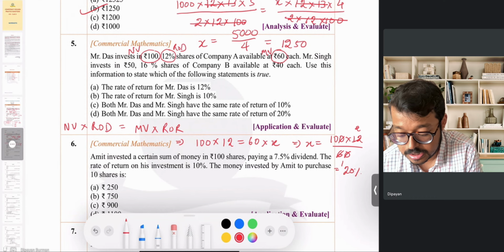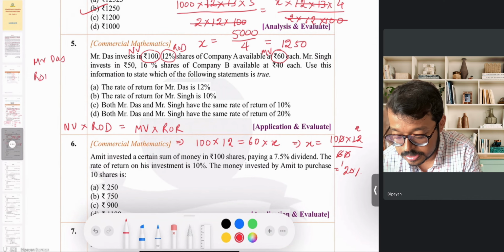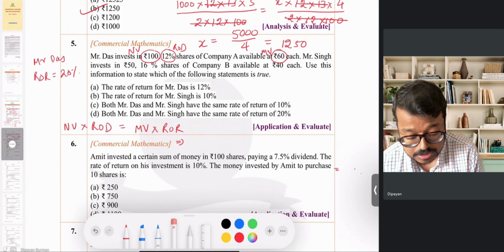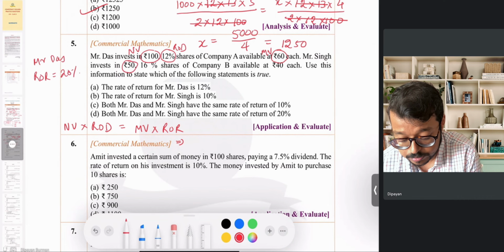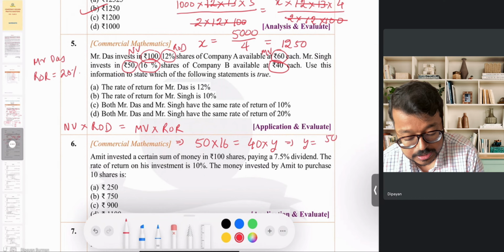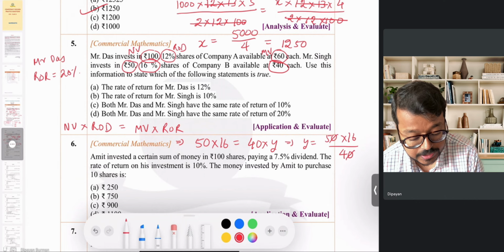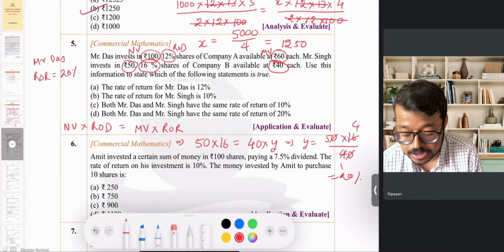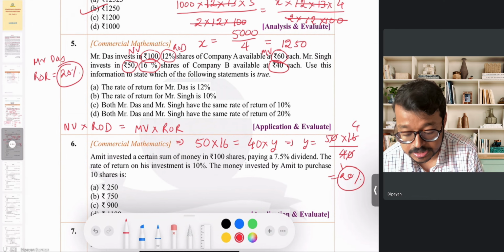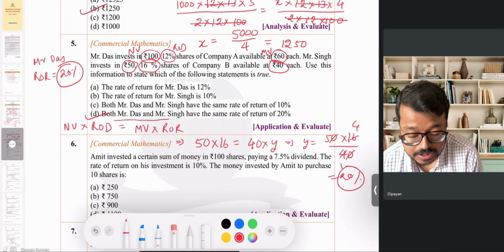So for Mr. Das, rate of return is 20%. In the same way, if I calculate the rate of return for the other person, which is Mr. Singh, then I can say that his nominal value is 50 rupees, rate of dividend 16%, market value 40. So 50 into 16 will be equal to market value 40 into, let's say, rate of return is Y. So then Y will be equal to 50 into 16 by 40. If I calculate that, it is coming up as 20%. So even Mr. Singh has a rate of return of 20%, same as the previous person. So our answer is option D, that both have the same rate of return, 20%.